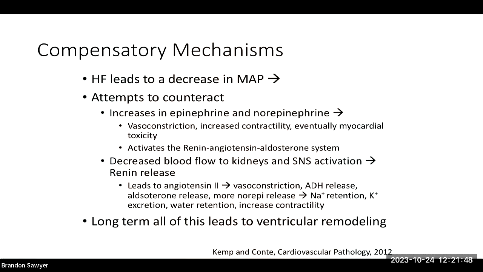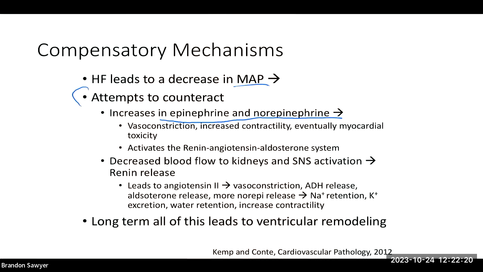Okay, so this part's kind of interesting because we can see the way that the body tries to compensate for a lack of cardiac output, right? So heart failure leads to a decrease in mean arterial pressure, that thing we were just talking about, right? Because that's really what the heart does, it creates blood pressure for us. So if we don't have a strong enough pump, we have a decrease in mean arterial pressure. Then we have all these things that the body tries to do to counteract that decrease in mean arterial pressure. Number one, this is a stressful situation for the body, right?